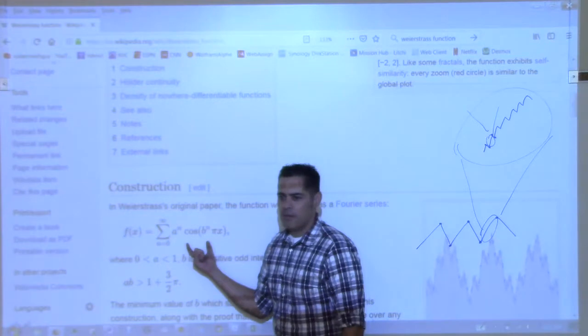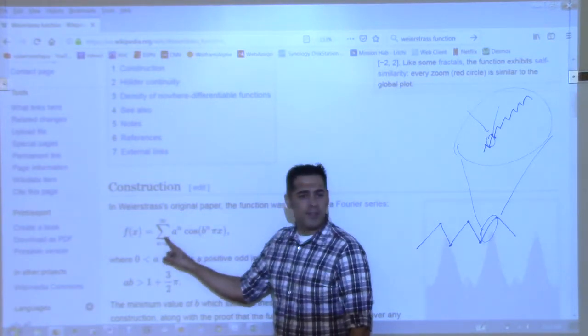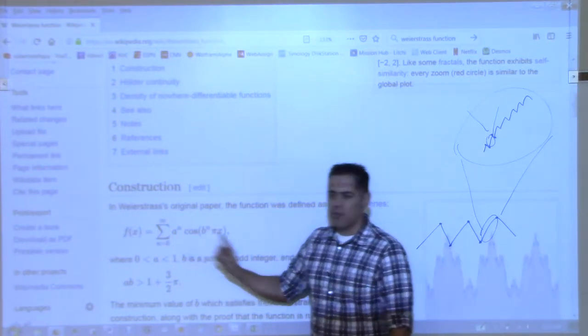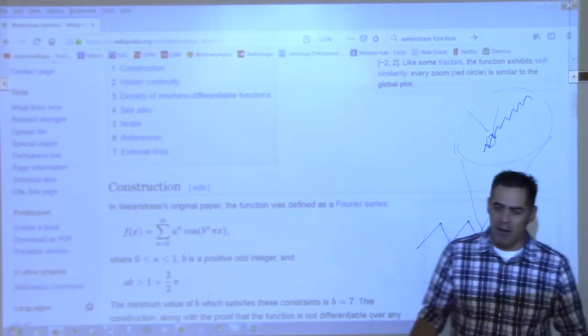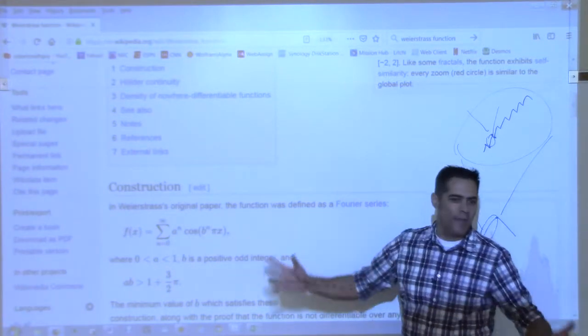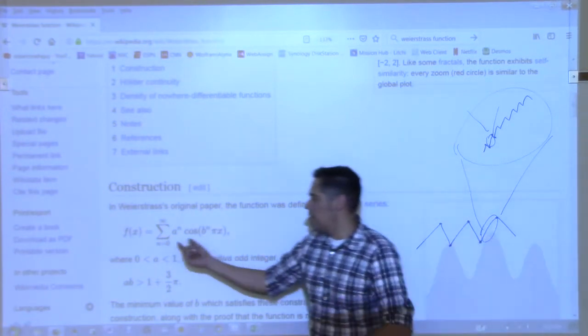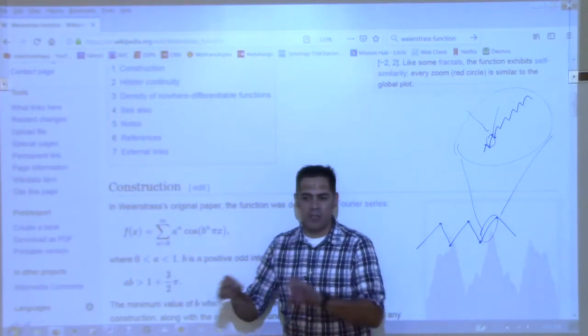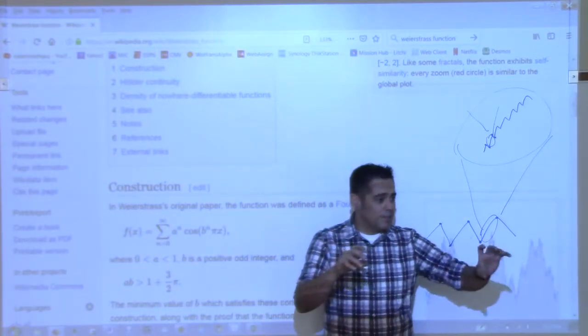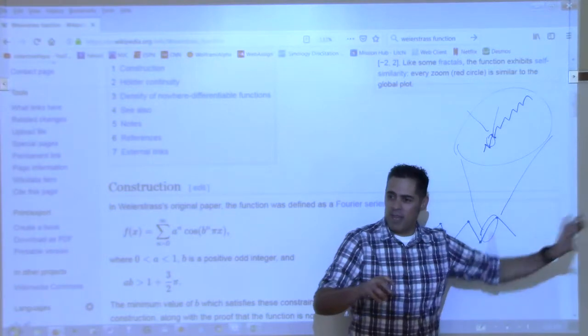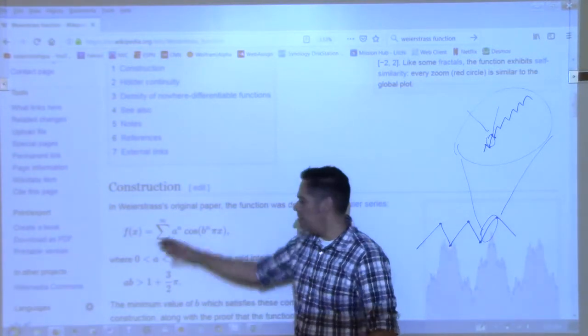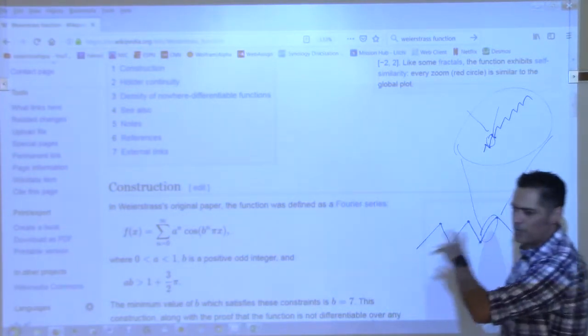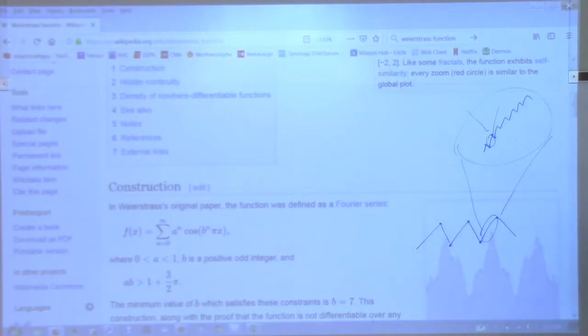This is it. It is an infinite sum of cosine functions. Now, we haven't dealt with that. We've never dealt with the idea of defining a function to be an infinite sum of functions. Take Cal 2, and you can deal with that. We call those infinite series. So it's actually just a bunch of cosines added up.